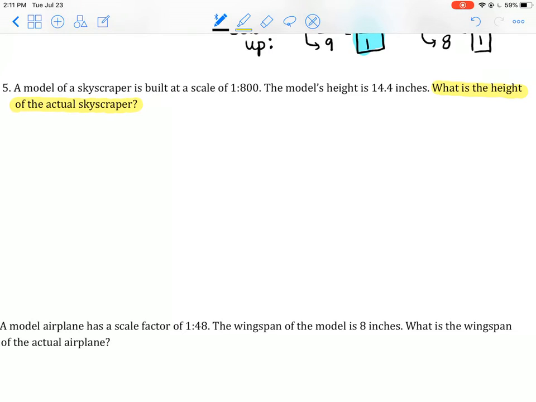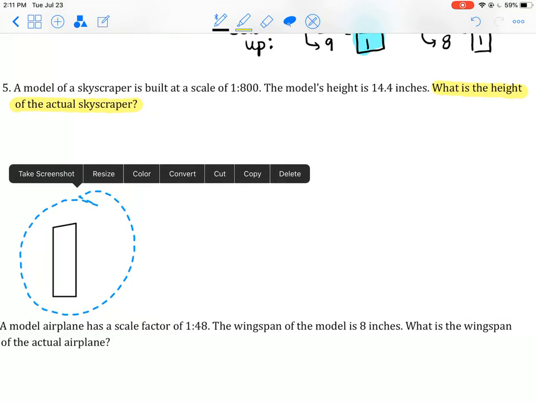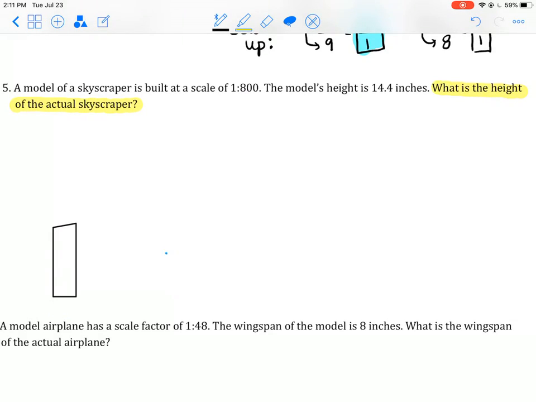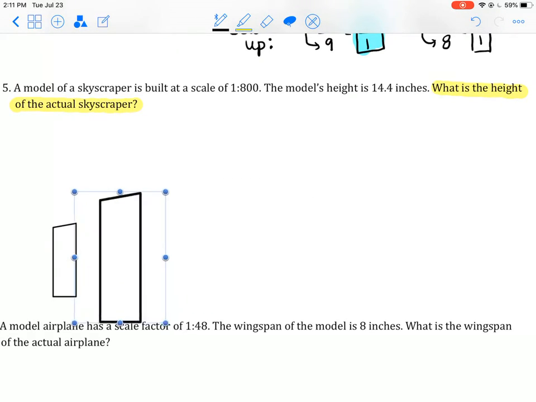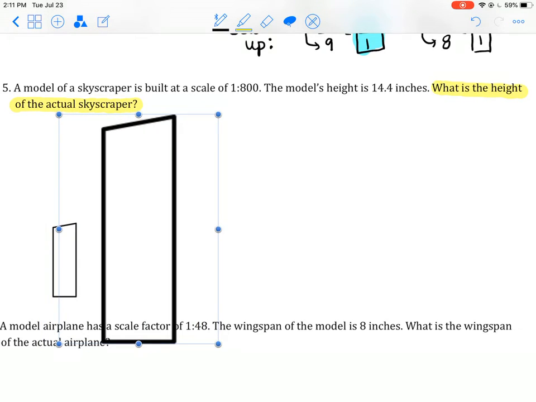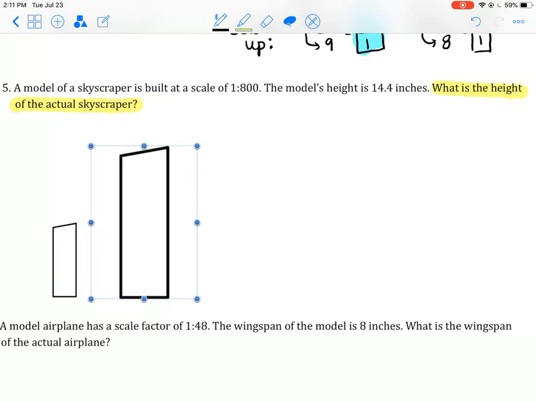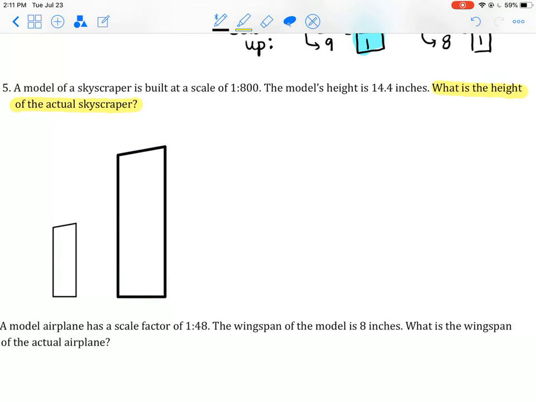So you know what I'm going to do. I'm going to draw myself a model. Let's try it again. That could have been a skyscraper though. That's okay. Here's the model. And then I'm going to copy it and enlarge it into the real thing. Not quite that much. We'll just have to use our imaginations.